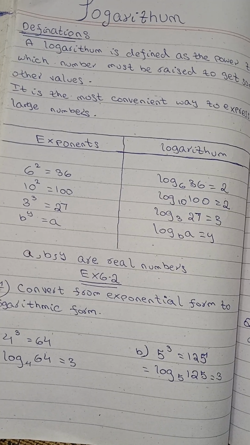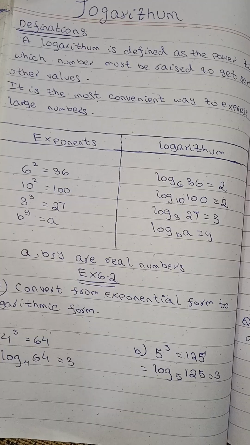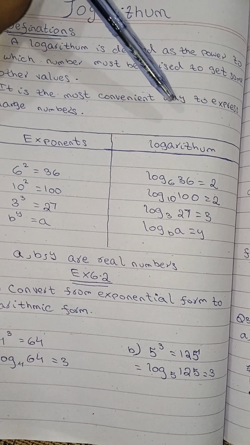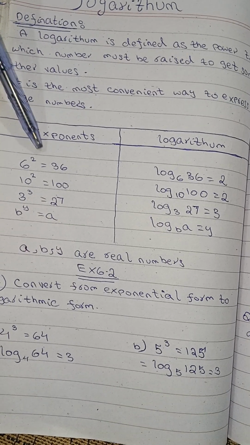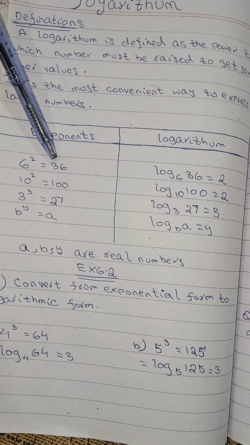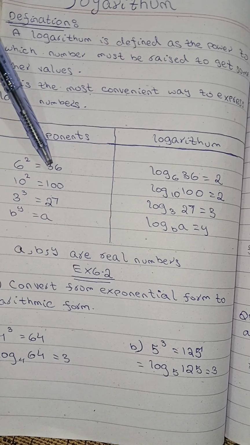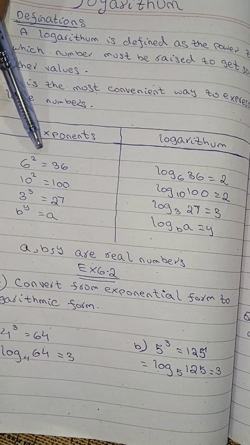are used in logarithm. So we will start with exponents and logarithm, and the difference between them. In exponents, the power is raised on a number to get a large number. This is the power, square. This is the number, and it is raised to its power to get another number. So 6 square equals 36.